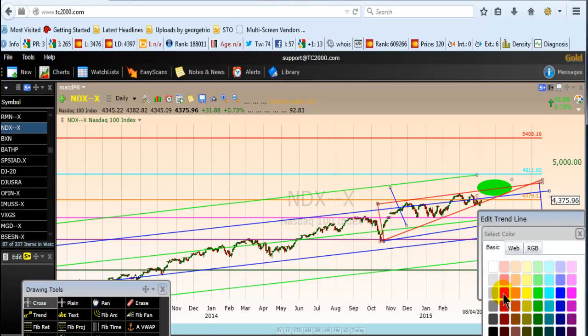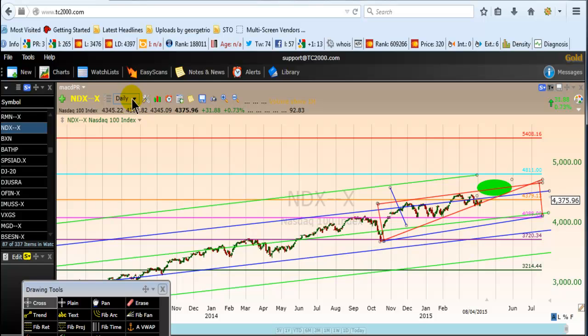just draw in here on this chart. I'm on the daily chart of the Nasdaq 100 index.